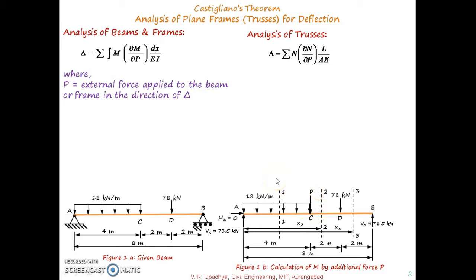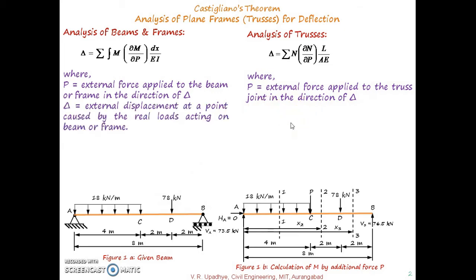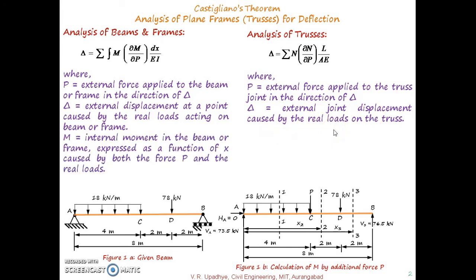So if we are interested in finding the vertical deflection at C, then we apply force P at that particular position. Similarly, in the case of trusses, P is the external force applied to the truss joint in the direction of delta. So delta is the external displacement at a point caused by the real loads acting on the beam or frame. In the case of trusses, that is at the joint position, delta will be the external joint displacement caused by the real loads on the truss.